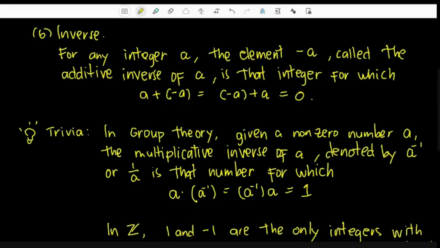Now, on the other hand, a multiplicative inverse is that number that when you multiply it to a, the result will become the multiplicative identity. In group theory, we denote this by a to the negative 1, or simply 1 over a.